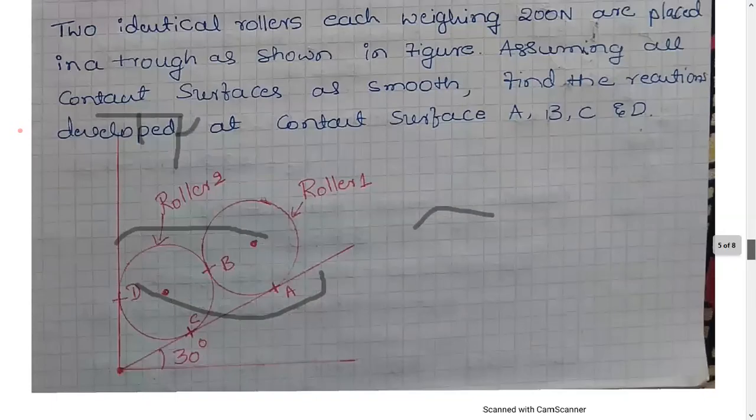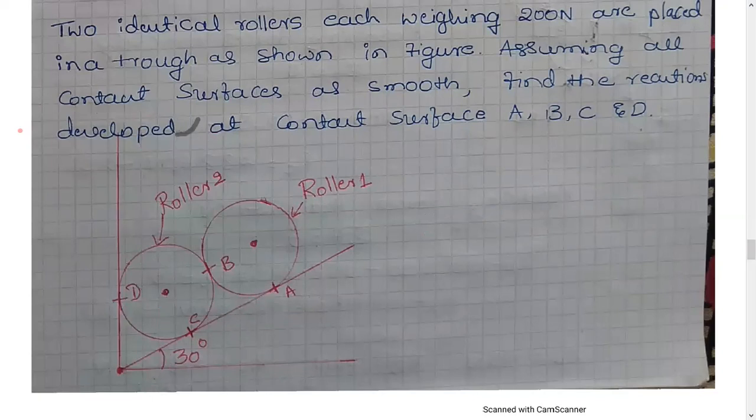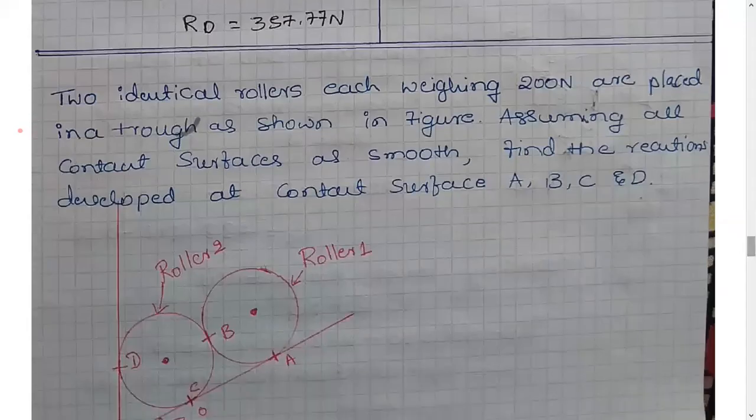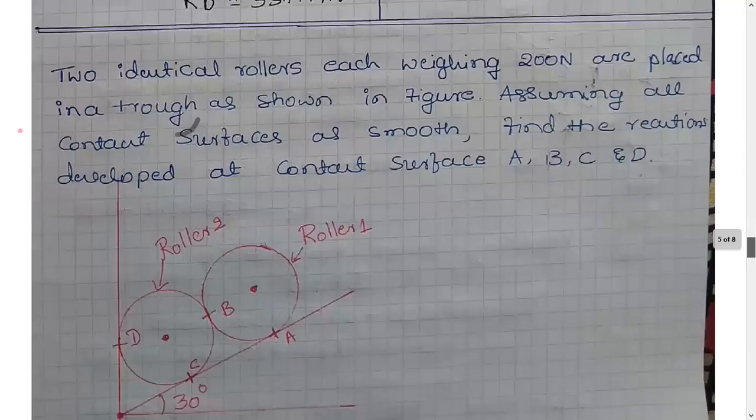Okay, next one. So what is the next problem? The next problem says that two identical spheres, each weighing 200 Newton, are placed in a trough as shown in the figure. Assuming all the contact surfaces are smooth, find the reactions developed at the contact surfaces A, B, C, D. Here they have given two identical spheres weighing 200 Newton, which are placed in a trough as shown in the figure.